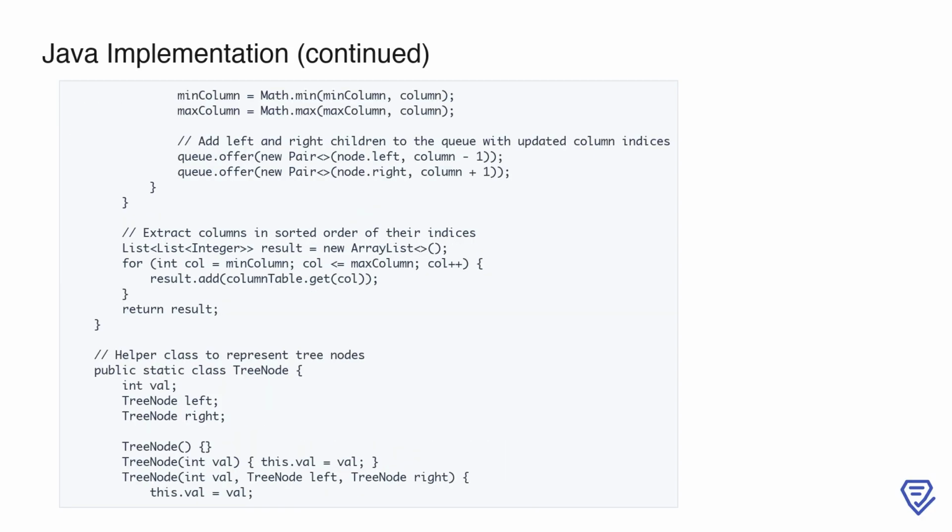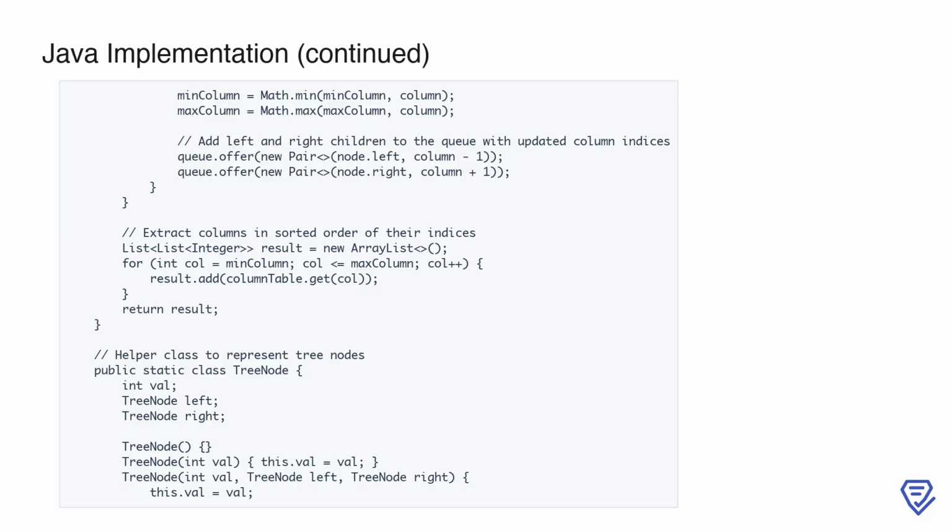Next, we update the min column and max column variables to reflect the new range of column indices if necessary. This ensures we keep track of the leftmost and rightmost columns encountered so far. After that, we add the left and right children of the current node to the queue. The left child gets a column index decrement by 1, while the right child gets an index increment by 1. This way, we maintain the correct column positions for all nodes as we traverse the tree.